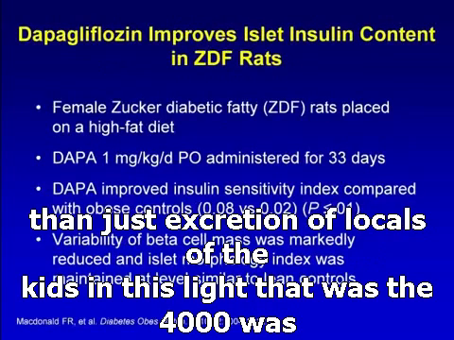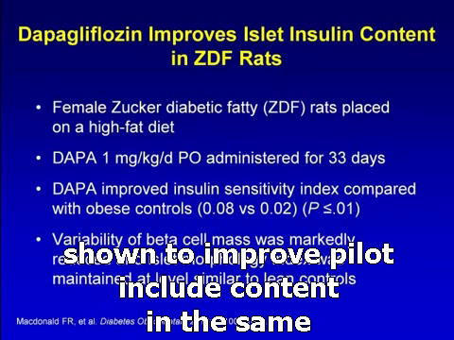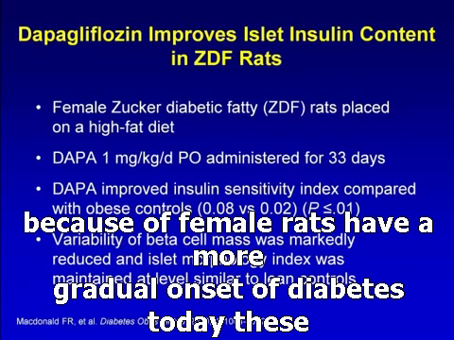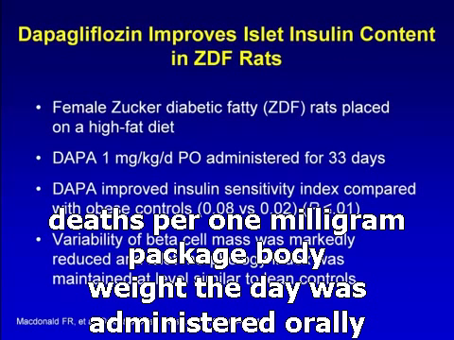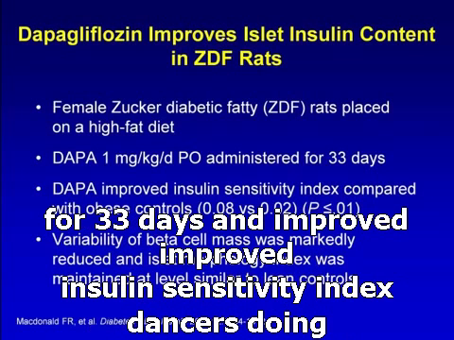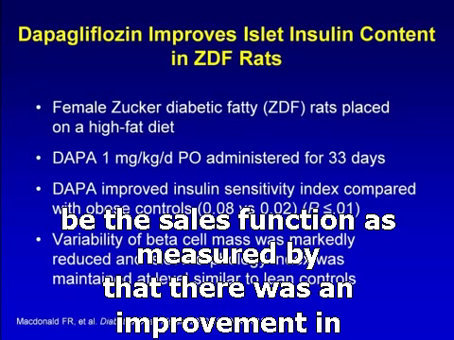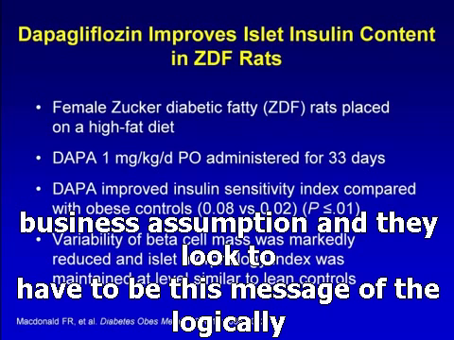In this slide, dapagliflozin was shown to improve islet insulin content in the same ZDF rats, which are the type 2 diabetic model. The female rats were used in this because the female rats have a more gradual onset of type 2 diabetes. DAPA, 1 milligram per kg body weight per day, was administered orally for 33 days, and it improved the insulin sensitivity index. The insulin sensitivity index is an index which tells us how the beta cell is functioning. So beta cell function is measured by that. So there was an improvement in beta cell function.